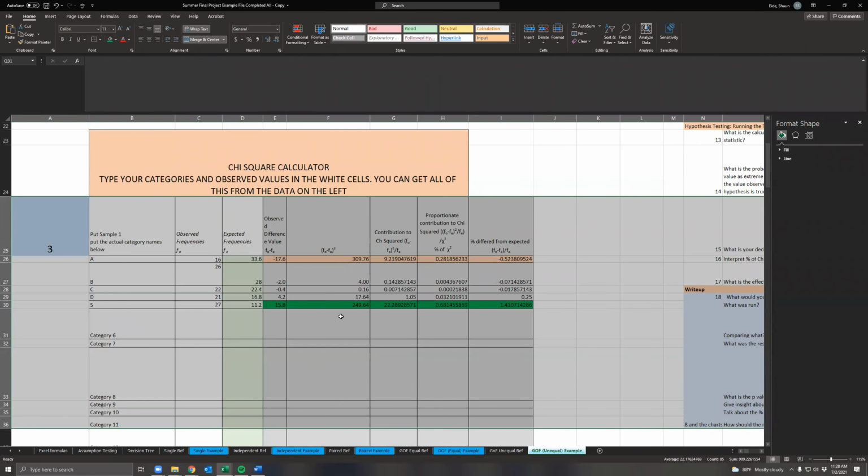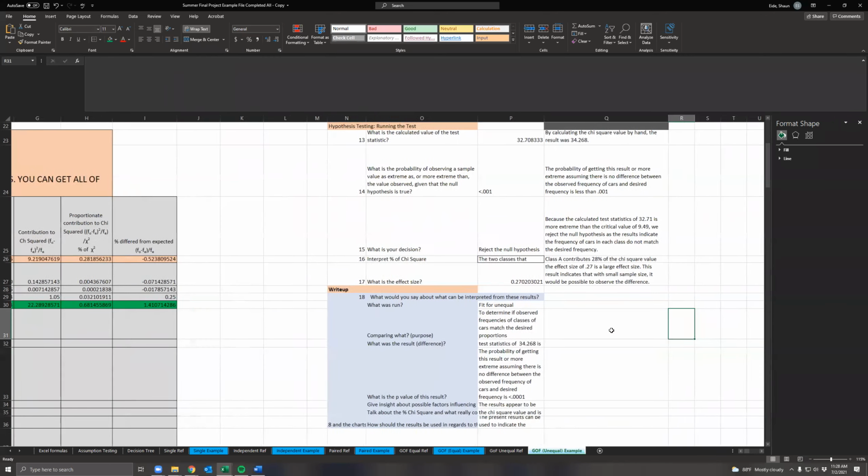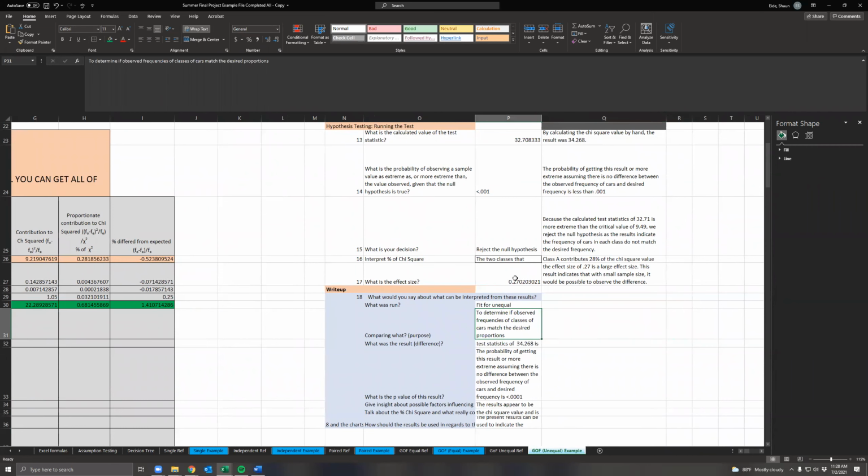So the results basically indicate there is a difference. The difference comes from classes A and S, and even with a small sample size, you can observe the difference. The next thing that you're going to do is with your group, write all this up. What was run? A chi-squared goodness of fit for unequal proportions was conducted, comparing what to determine if the observed frequencies of classes match the desired proportion.